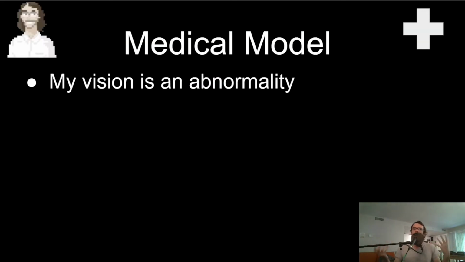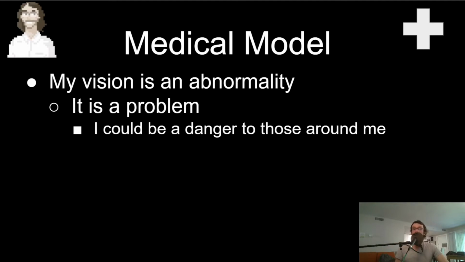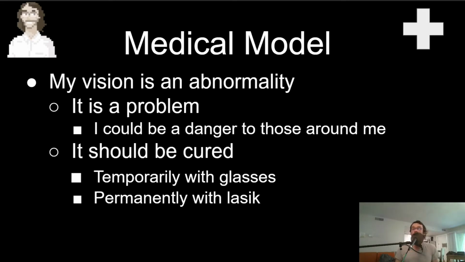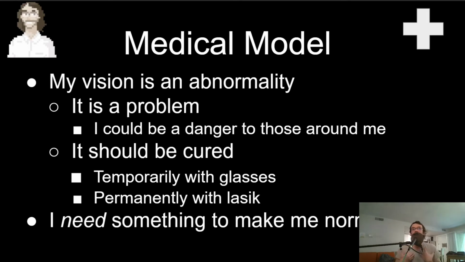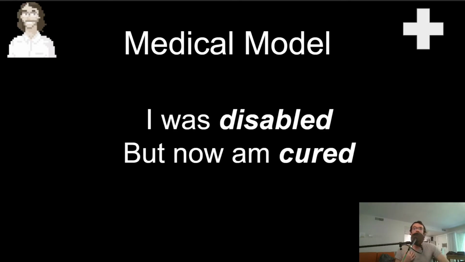So in my case, and many others, my vision is an abnormality. I don't see in a normal or traditional way. It is a problem. I could maybe endanger those around me, or I could live a life that is less fulfilling. And it should be cured, temporarily with glasses, maybe permanently with something like LASIK. And I need something to make me normal. So I was disabled without glasses, and now that I have glasses, I am cured of the disability.